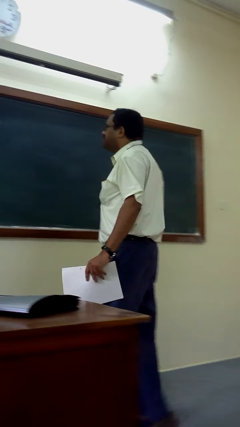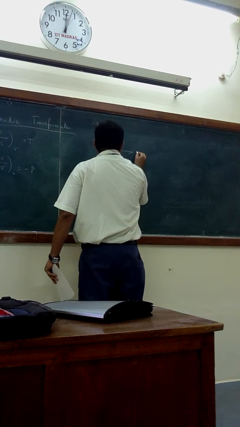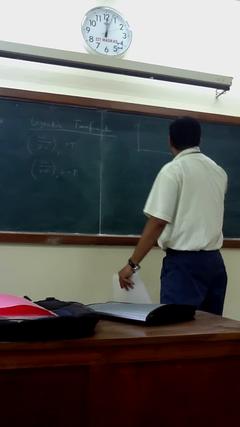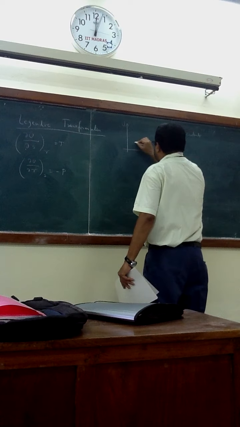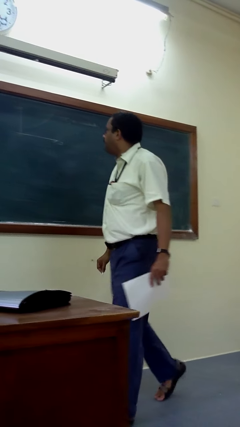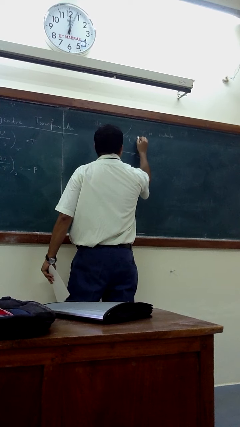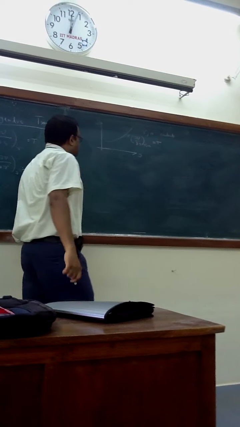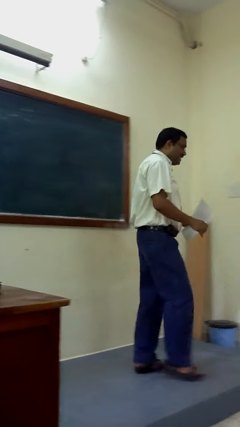That means what? If someone would like to plot U, this is my independent variable. There are three independent variables. I am saying V and N constants. I can get this type of curve. And the slope is dou U by dou S at fixed V and N, which is temperature. This I say M1, slope M1.